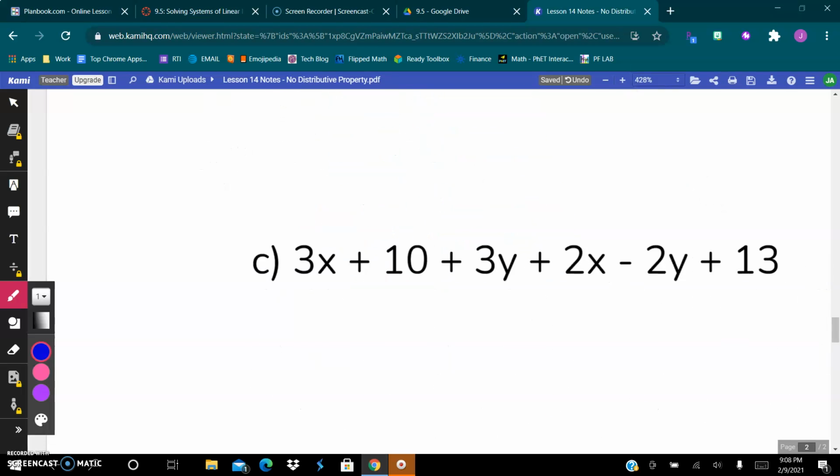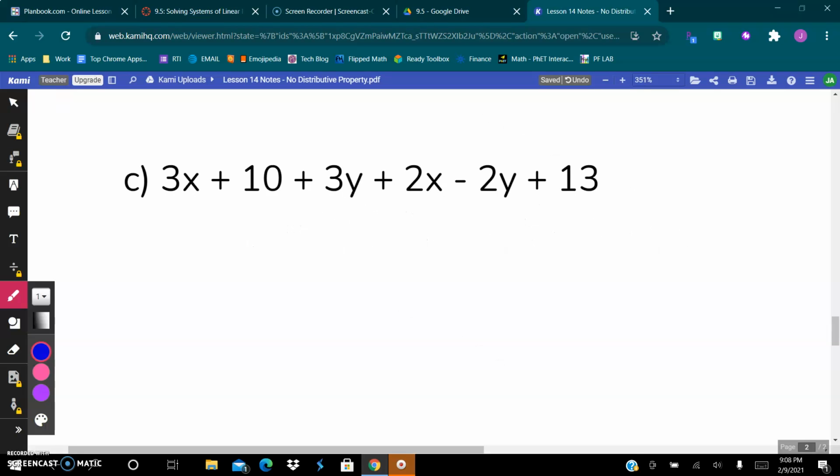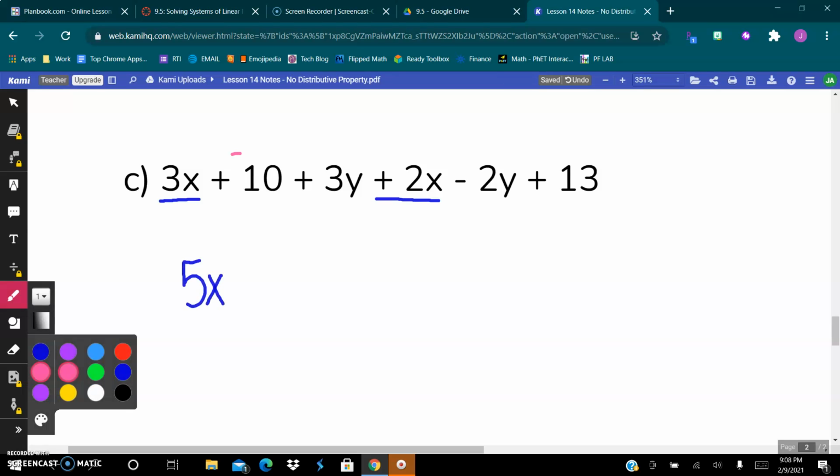All right, and then we get this larger problem. So I'm going to start with the first thing. I have a 3x. I'm going to go through and look for any more x's. I see this positive 2x. So I can combine those. 3x plus 2x is 5x. Then I'm going to go to the next number. I have this positive 10. That's a constant. So I'm going to look. Do I have any more constants? I have this positive 13. So 10 and 13 make 23, positive 23, so that's why I put plus 23.